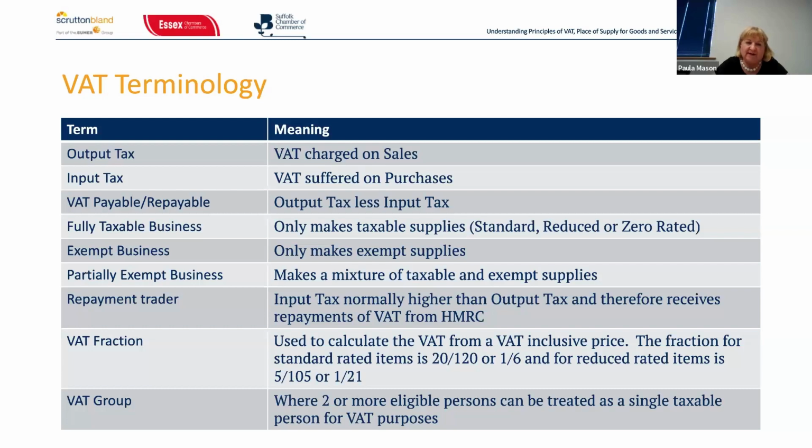And I just referred previously to VAT groups. This is where two or more eligible persons can be treated as a single taxable person for VAT purposes. Only one VAT return is submitted to HMRC for the whole group.